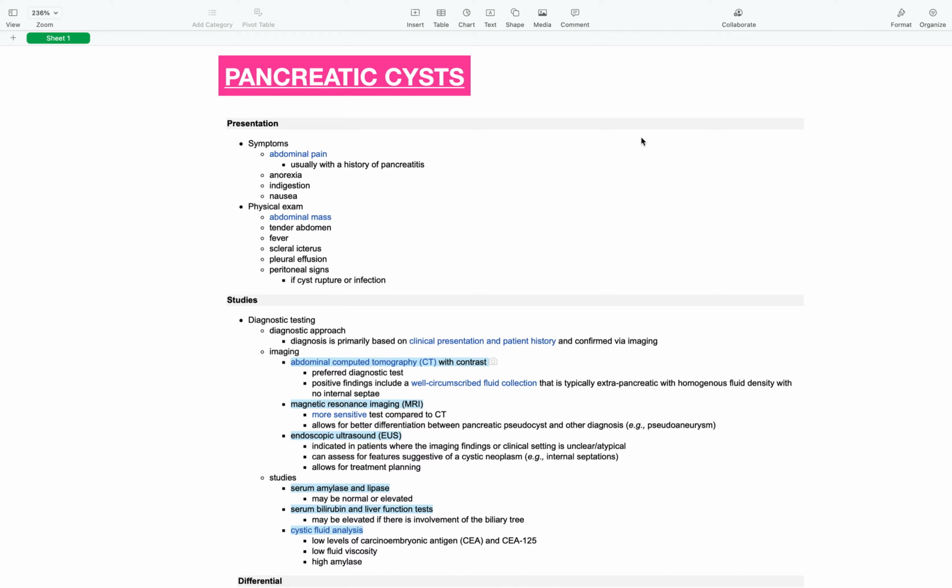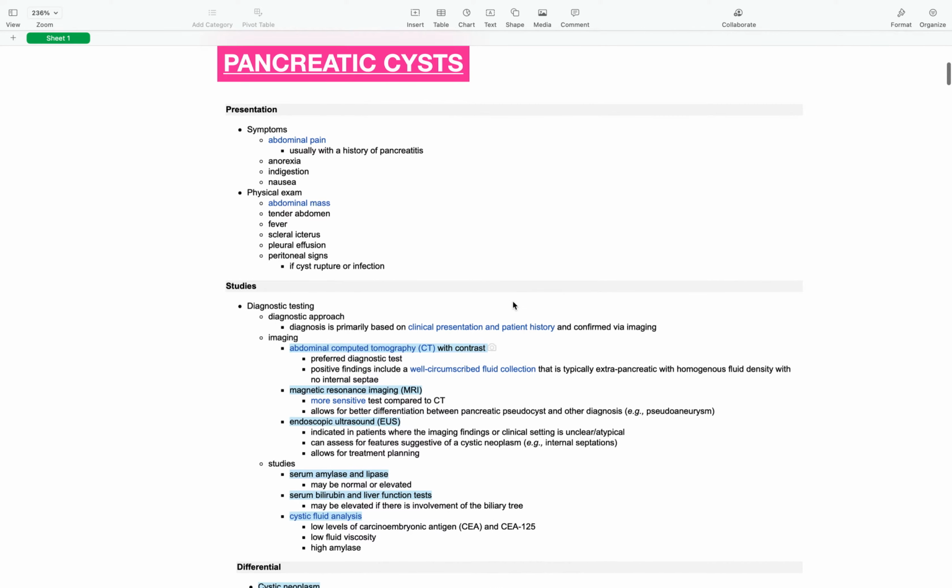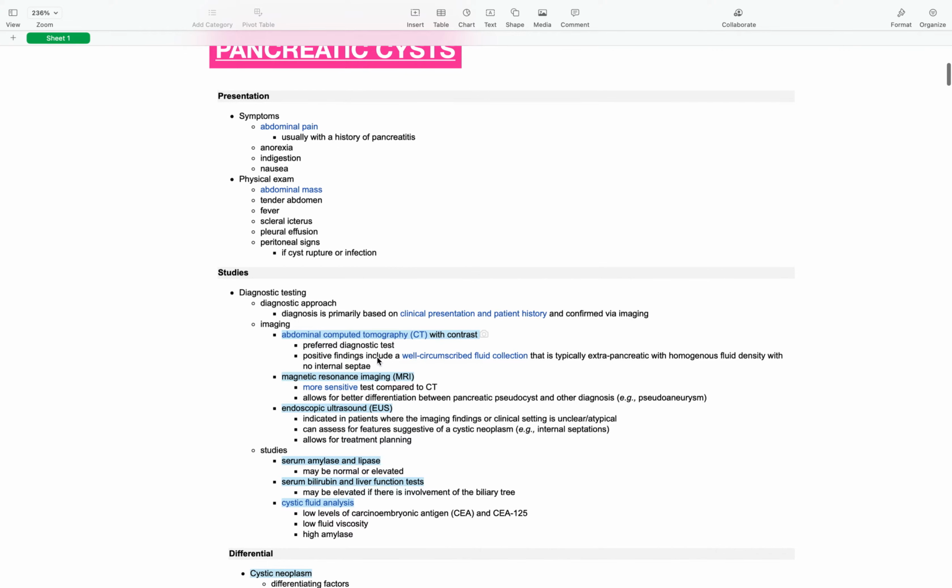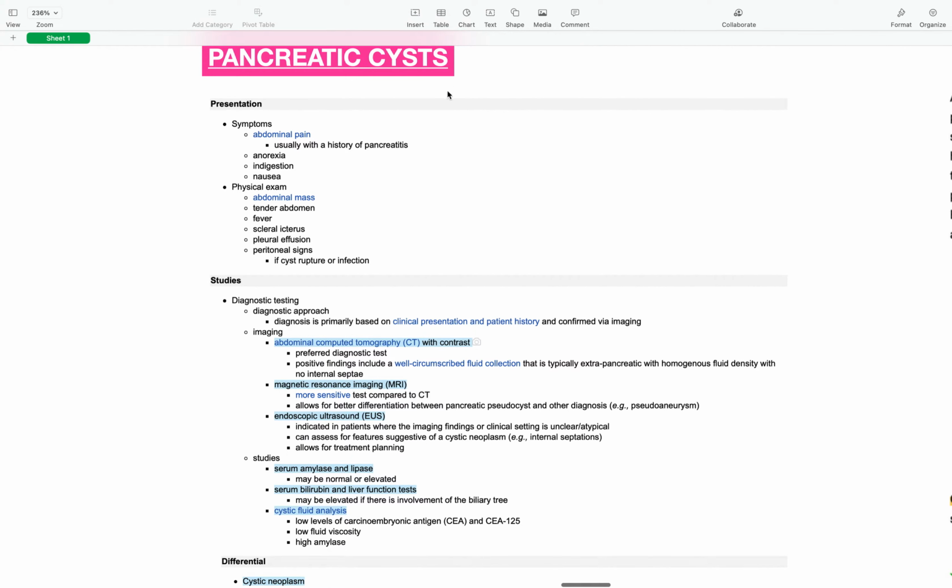So, if symptoms are quite unusual and vague, then in that scenario you usually do an abdominal CT scan with contrast. And when you do that, what you find is a well circumscribed fluid collection that is typically extrapancreatic with homogeneous fluid density with no internal septae. If that is so, this goes with a pancreatic cyst.